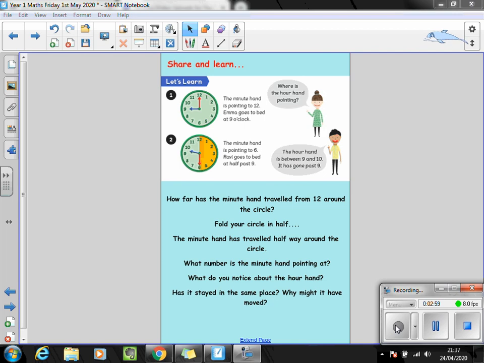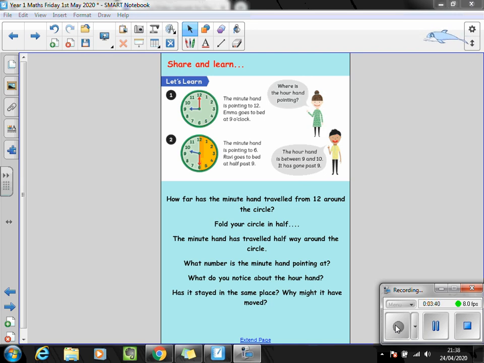How far has the minute hand travelled from 12 around the clock face? Talk to your partner. If you want to, and if you can, fold your clock face in half between the 12 and the 6. This should help you understand that the minute hand has travelled halfway round the circle. Imagine that clock face is a chocolate cake. Ravi's eaten half of it. The hand is pointing at the 6 to show half past. Practice saying that vocabulary. Look carefully at what number the red minute hand is pointing to.